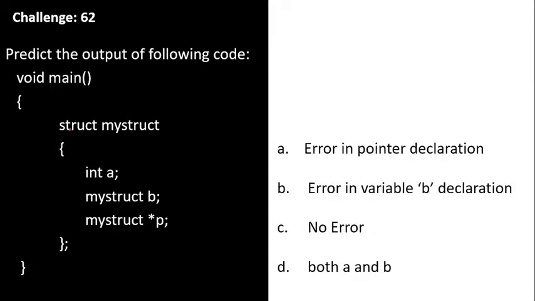So my struct star p. Basically I'm writing a pointer to the same structure, right? So error in pointer declaration, yes, I cannot write a pointer inside the structure. Similarly, error in variable b declaration. I cannot declare anything inside, right? So my struct is, yes, I know that it is a structure. I have to declare it outside the structure.